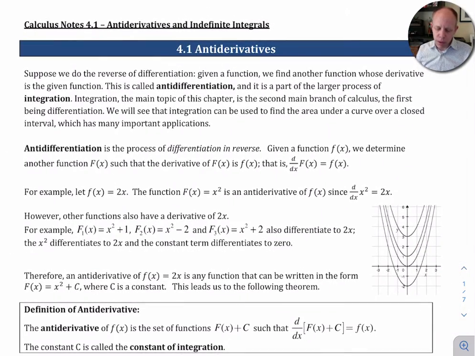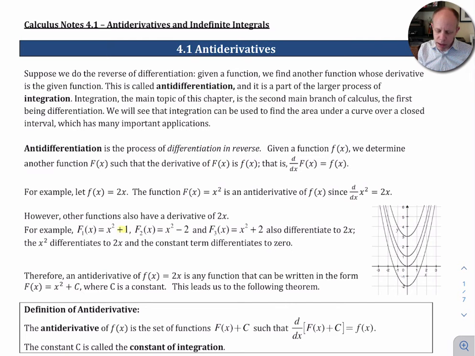All right, so for example, let f(x) equal 2x. The function capital F(x) equals x squared is an antiderivative of f(x) since the derivative of x squared is equal to 2x. However, other functions also have a derivative of 2x. For example, x squared plus 1, x squared minus 2, and x squared plus 2 also differentiate to 2x. The x squared part differentiates to 2x, and the constant term differentiates to 0.